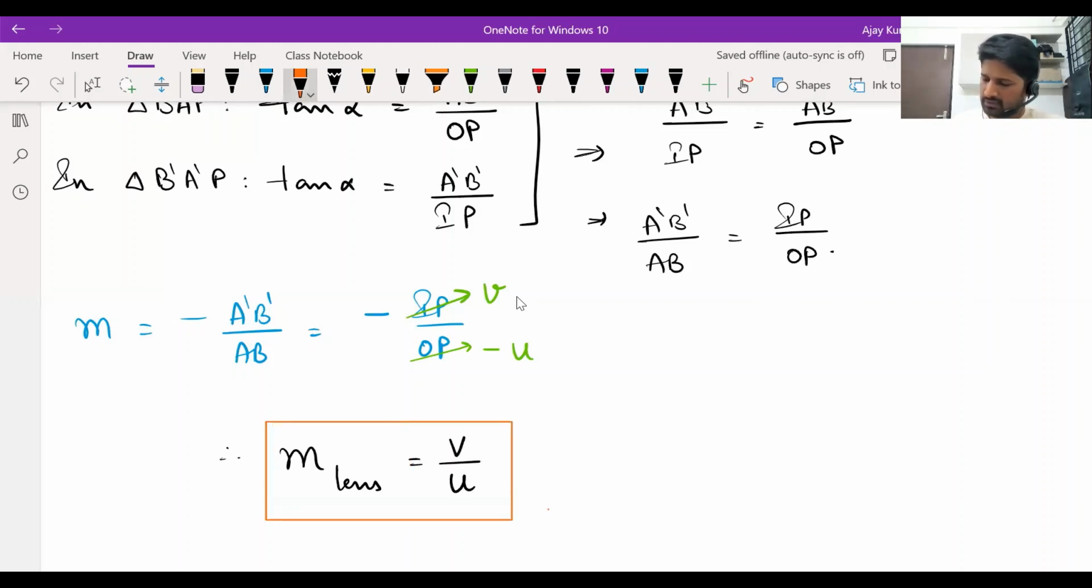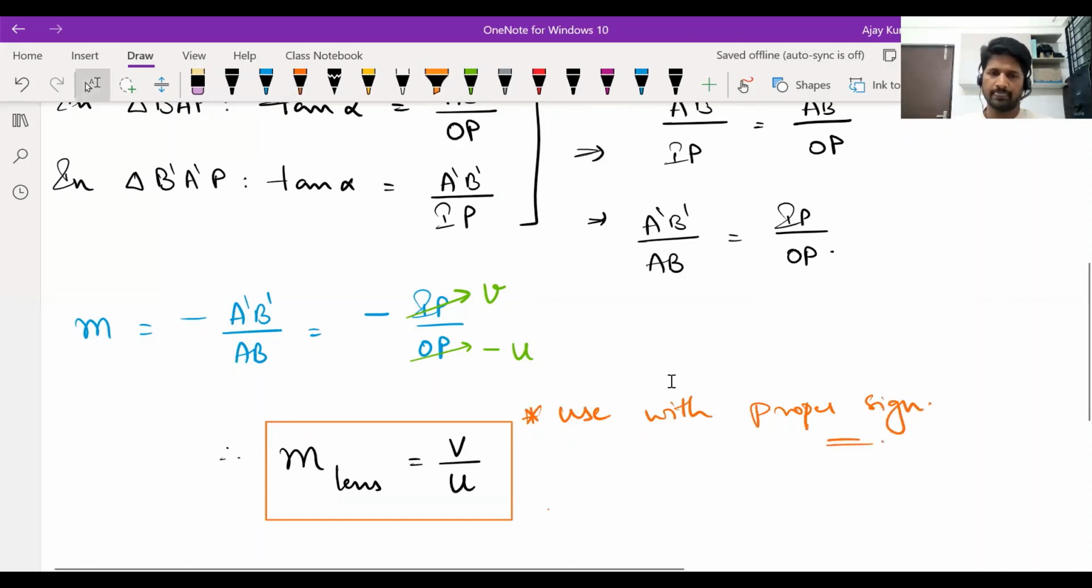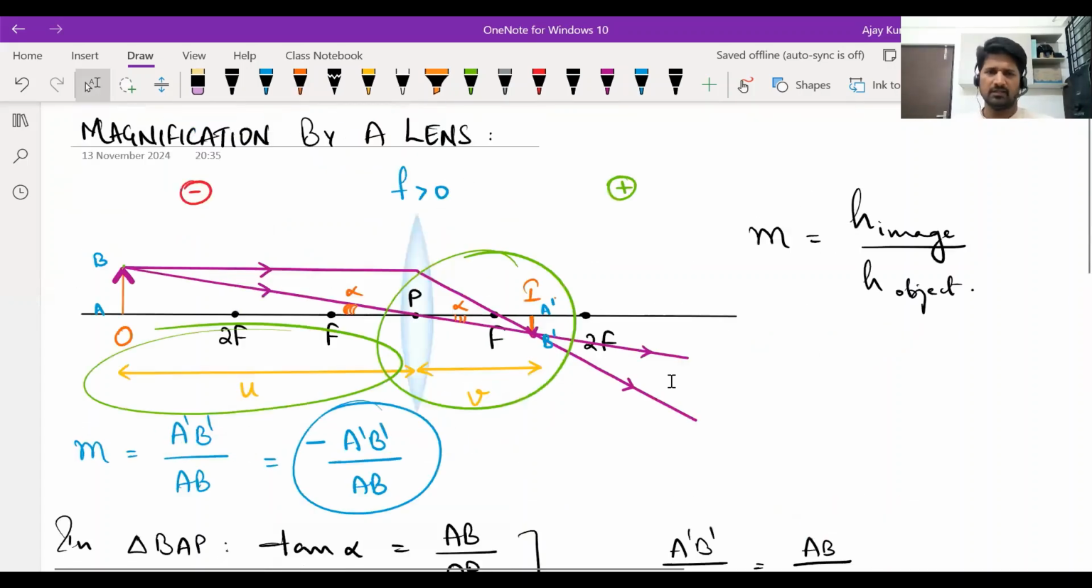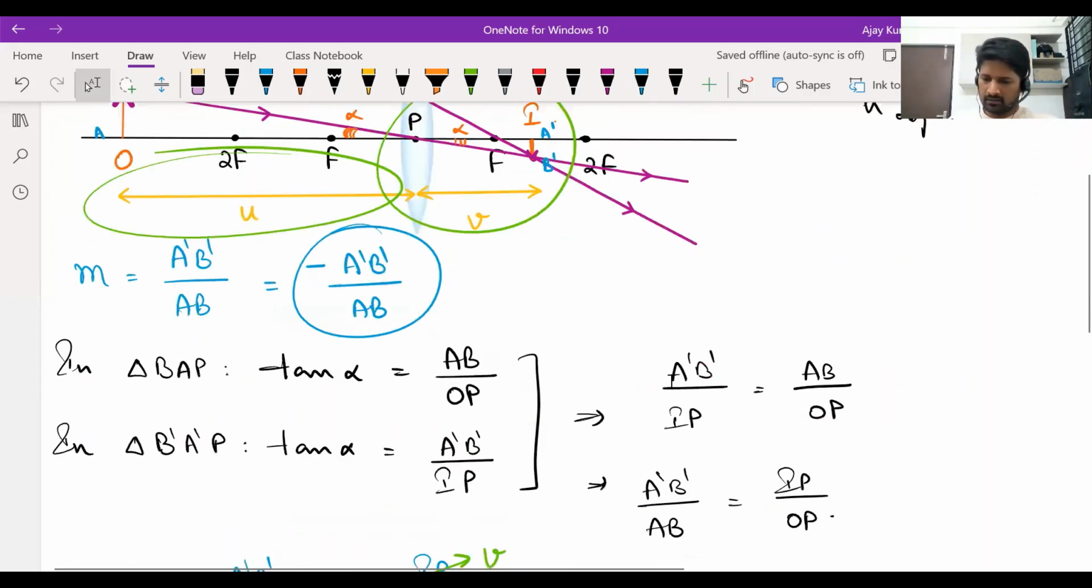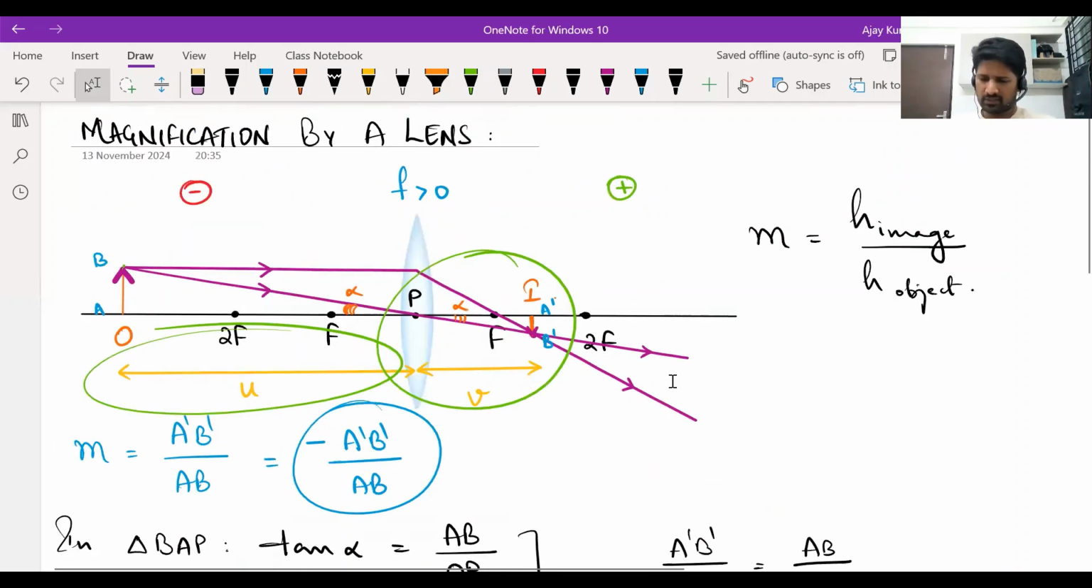But you have to use this with proper sign. You have to substitute with proper sign. Then you will get a proper idea of the magnification. Okay, simple derivation. I'll send you the notes. You can go through it. Okay, let's quickly solve one problem based on this.